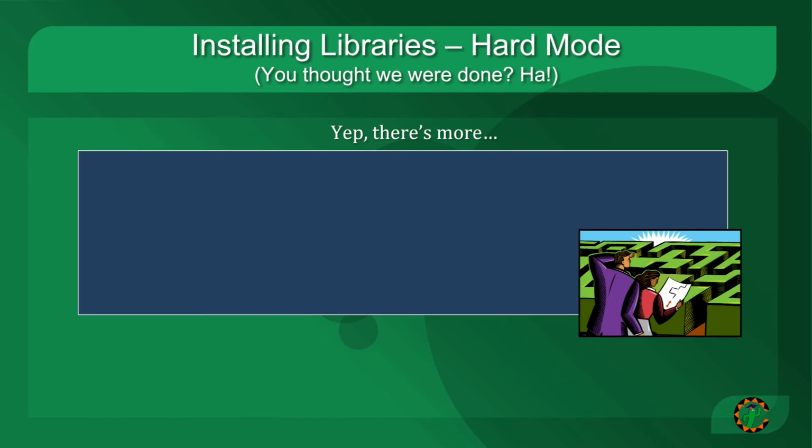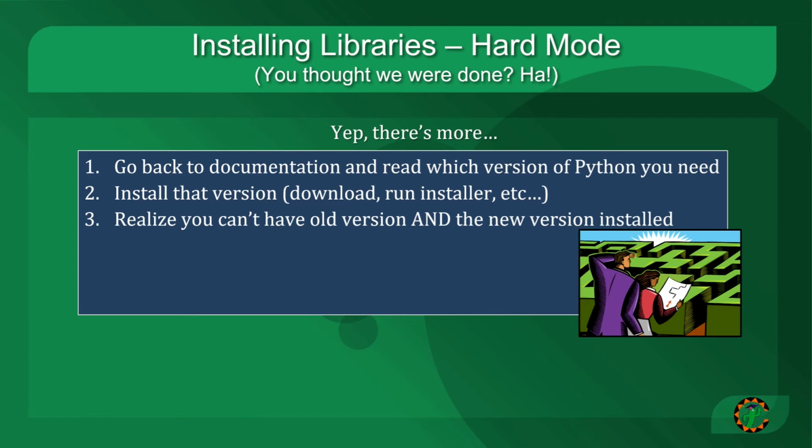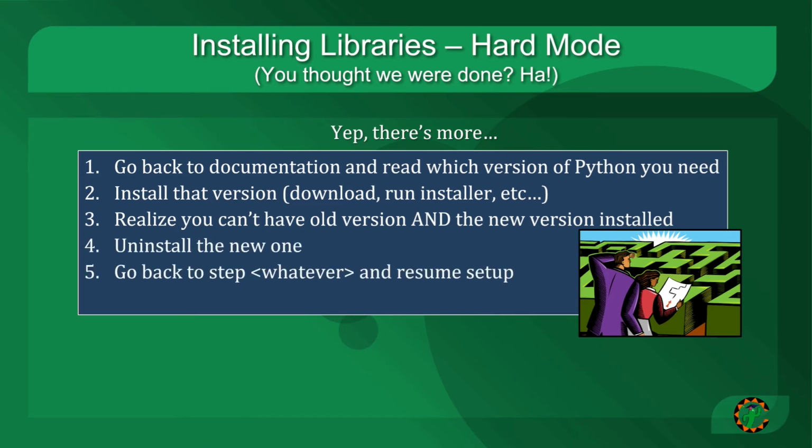Oh, but we're not actually done, there could be more. So maybe then we go back to the documentation and we read which version of Python we need. And then we install that version, which means we have to download it and run the installer and so on and so forth. Then maybe we realize we can't have the old version and the new version installed if this is going to work. And so we uninstall the new one, and then we go back to whatever step and we start again, and maybe then we have success.